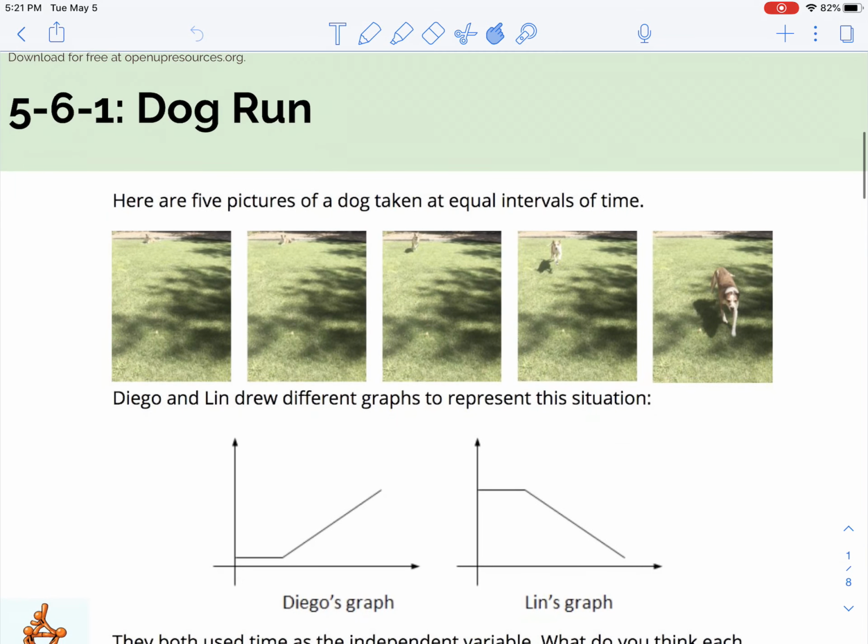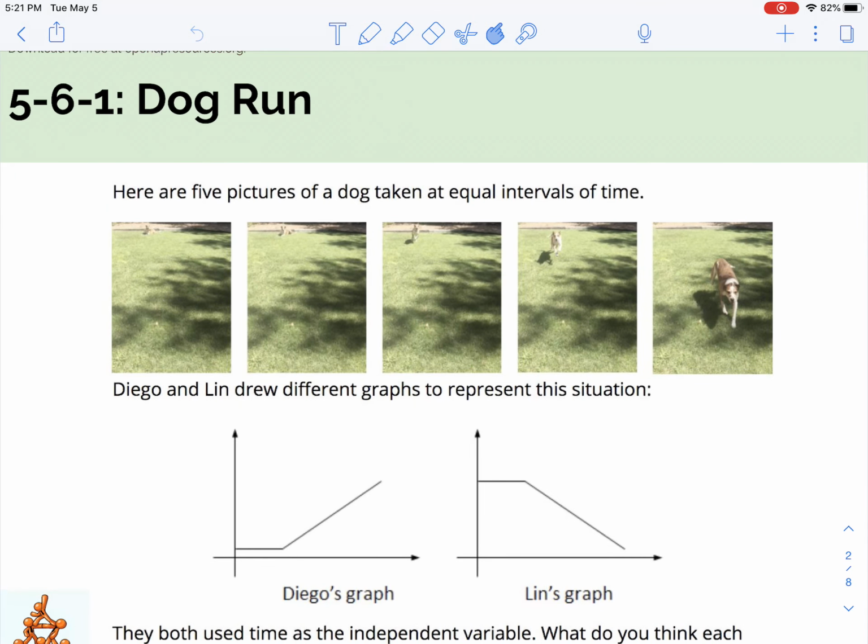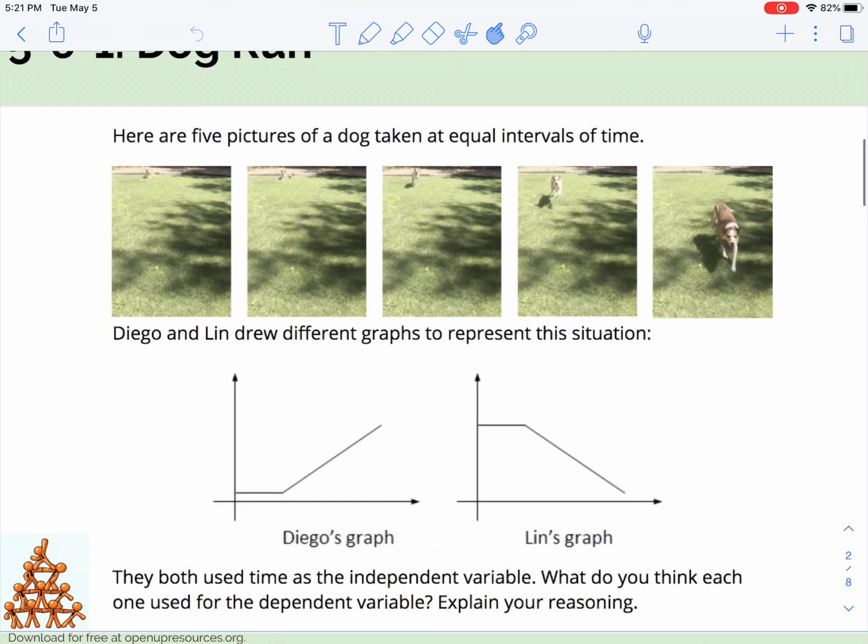The first activity says dog run, and it shows 5 different pictures of a dog taken at equal intervals of time. Diego and Lynn drew different graphs to represent this situation. So again, this whole lesson is going to be about functions drawn in graph form. They both use time as the independent variable, so that means that this is time here, which means this is distance.